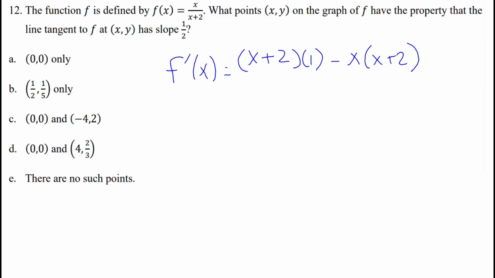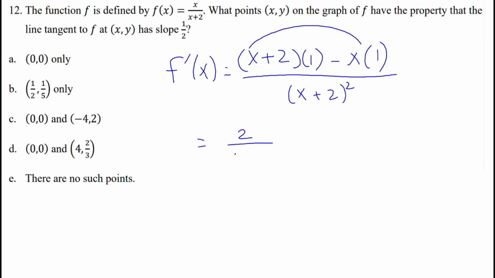Oops, not the denominator, the derivative of the denominator. So x times 1 all over the denominator squared. And so if we simplify that down, the x minus the x cancels, so we have 2 over x plus 2 squared. And we want to know for what values of x and y does that equal 1/2. Well, we just cross multiply to get 4 equals x plus 2 squared.